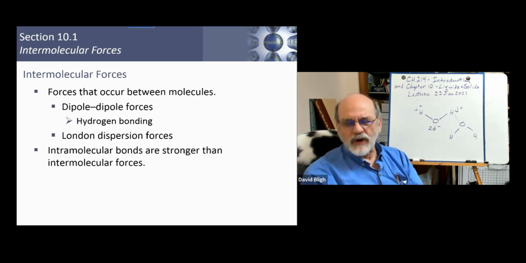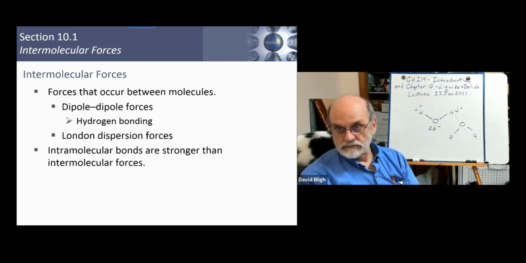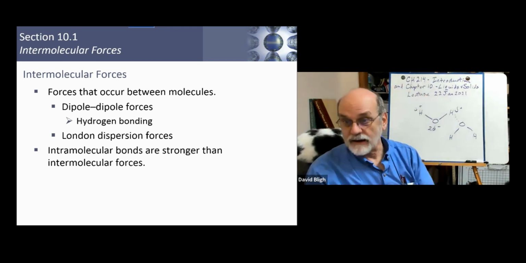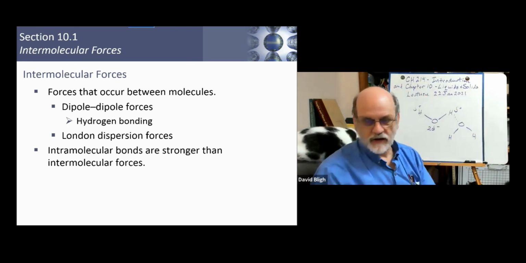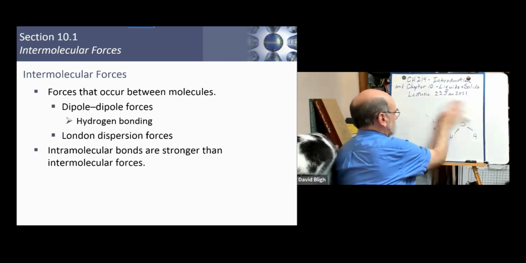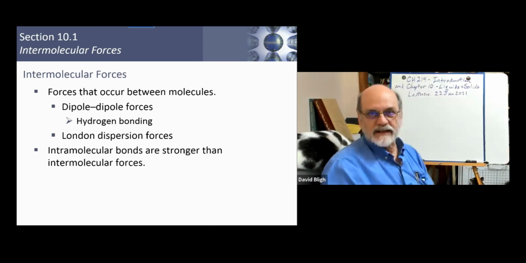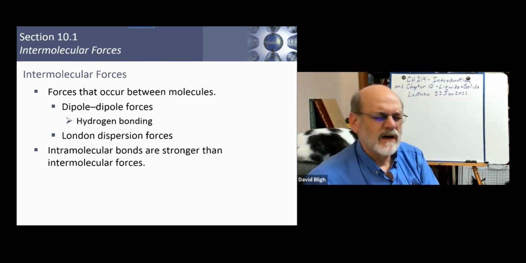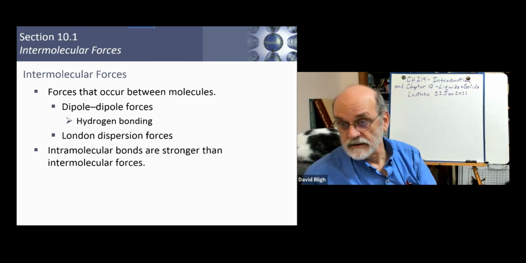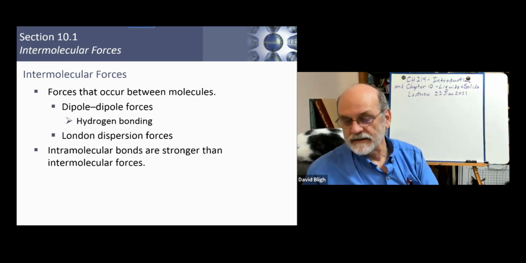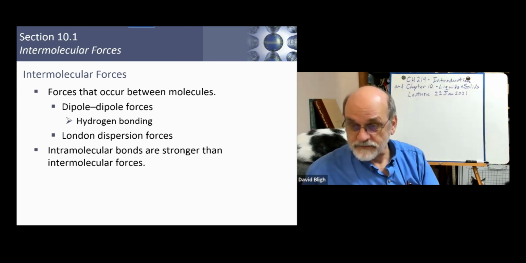Now, what if you don't have a polar molecule? Or, better yet, you just got atoms. How do they attract one another? Let's say we have a noble gas that we have cooled enough to liquefy. Well, why does it form a liquid?